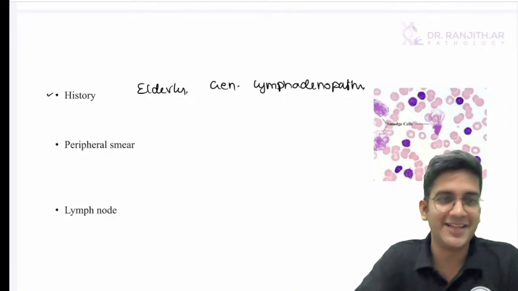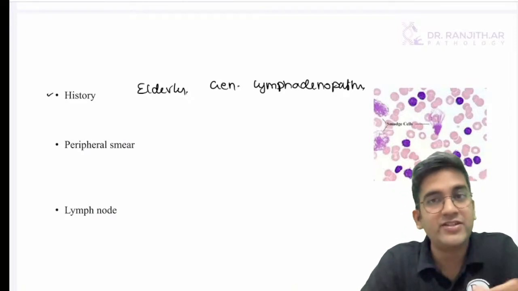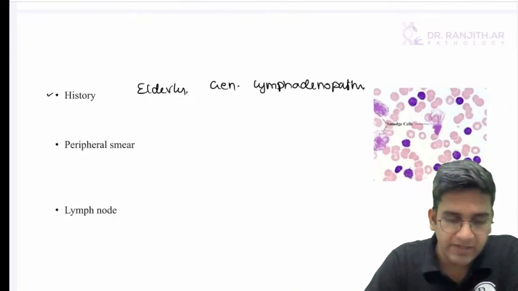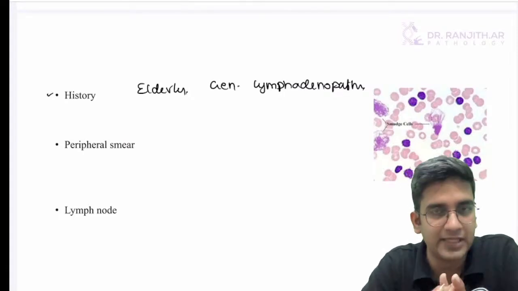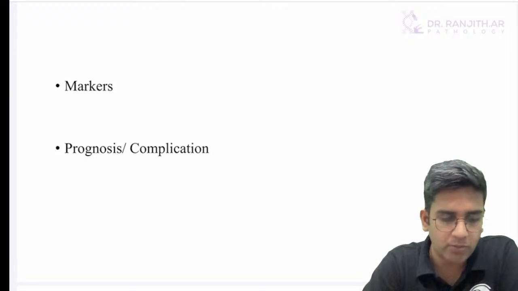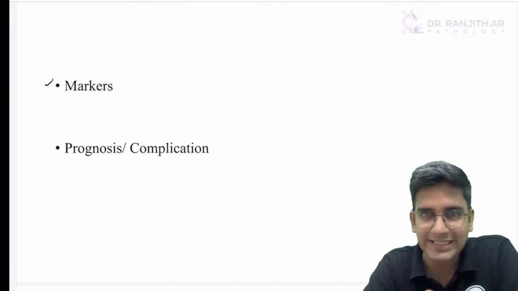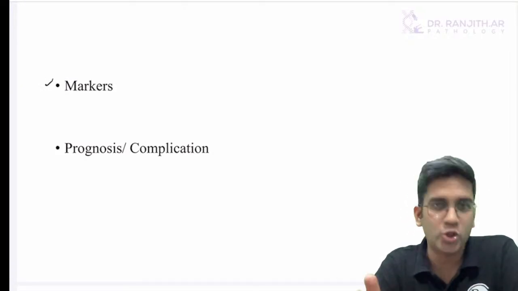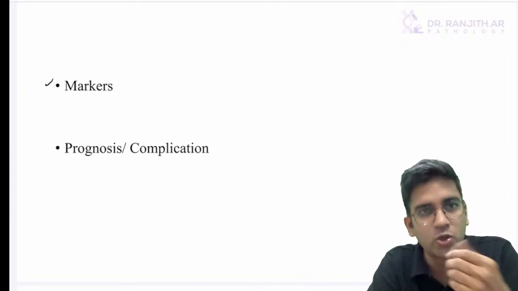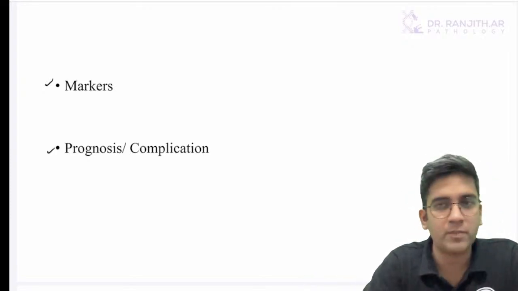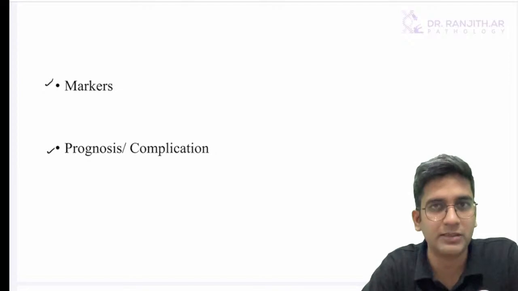Good for college, but bad for you, right? If there's any specific history, I'll add on to it. Peripheral smear will not be there for most of the lymphoma. CLL is a leukemia and lymphoma, so it's there. And then lymph node. Then I'll talk about markers. Obviously, I'll talk about one CD marker. You can add on to it, but one marker, that alone, don't make a mistake. Others, if you add on to it, great. And prognosis and complication, if possible, let's write a word about that, fine.